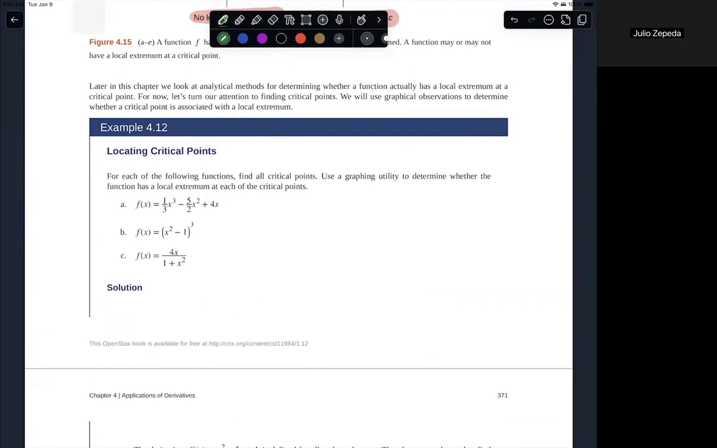For each of the following functions, find all critical points. Use a graphing utility to determine whether the function has a local extremum at each of the critical points. Okay, so if f of x is equal to x squared minus 1 quantity cubed, then f prime of x, we'll have to use the chain rule here. This is 3 times x squared minus 1 raised to the second times the derivative of the inner function, which is 2x.